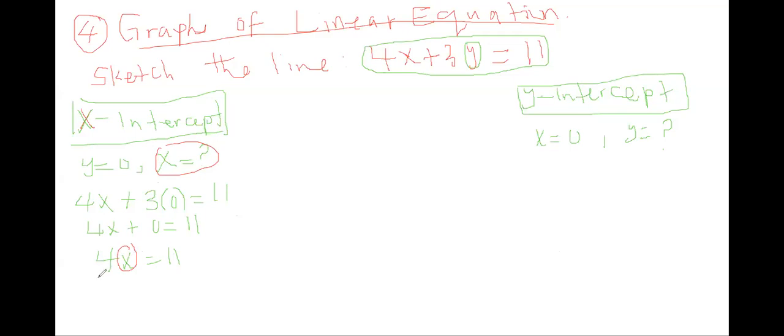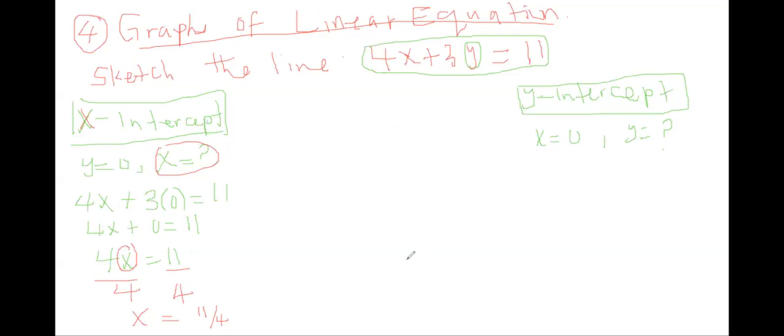So to do that, we make x the subject of the formula by dividing both sides by 4. We have 4x plus 3y equals 11, and we substitute y with 0, so this is 4x equals 11. So at the end of the day, our x-intercept will be 11/4. Is there anyone who doesn't understand this?